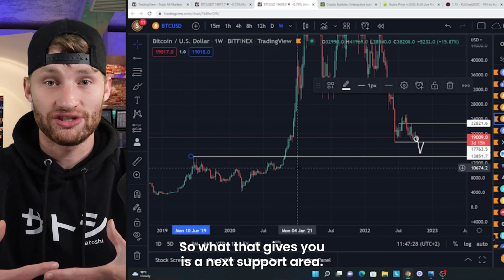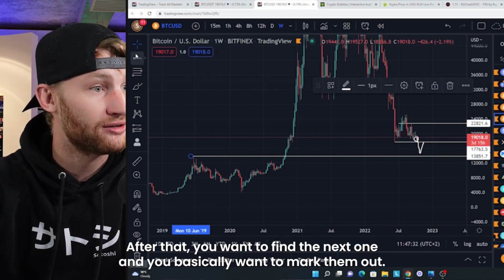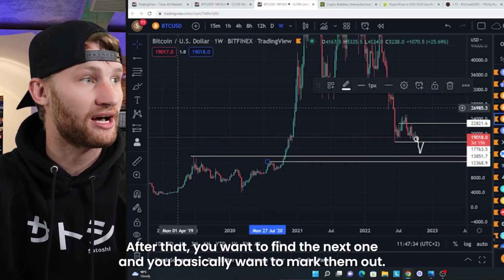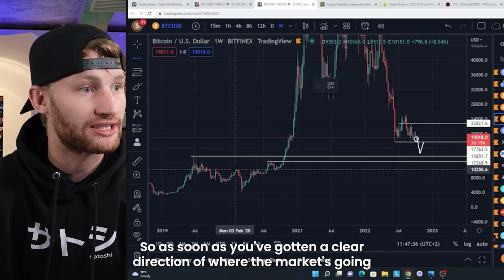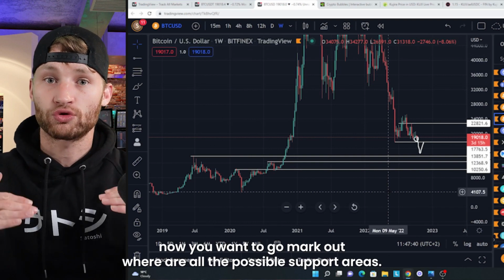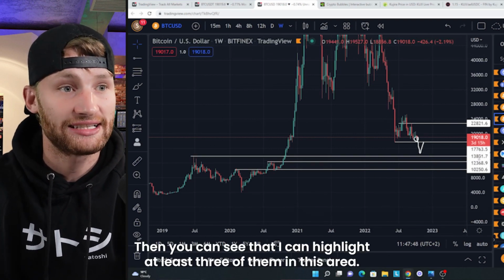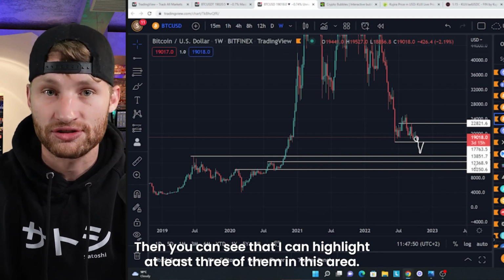So what that gives you is a next support area. After that, you want to find the next one, and you basically want to mark them out. So as soon as you've gotten a clear direction of where the market's going, now you want to go mark out where are all the possible support areas. Then you can see that I can highlight at least 3 of them in this area.